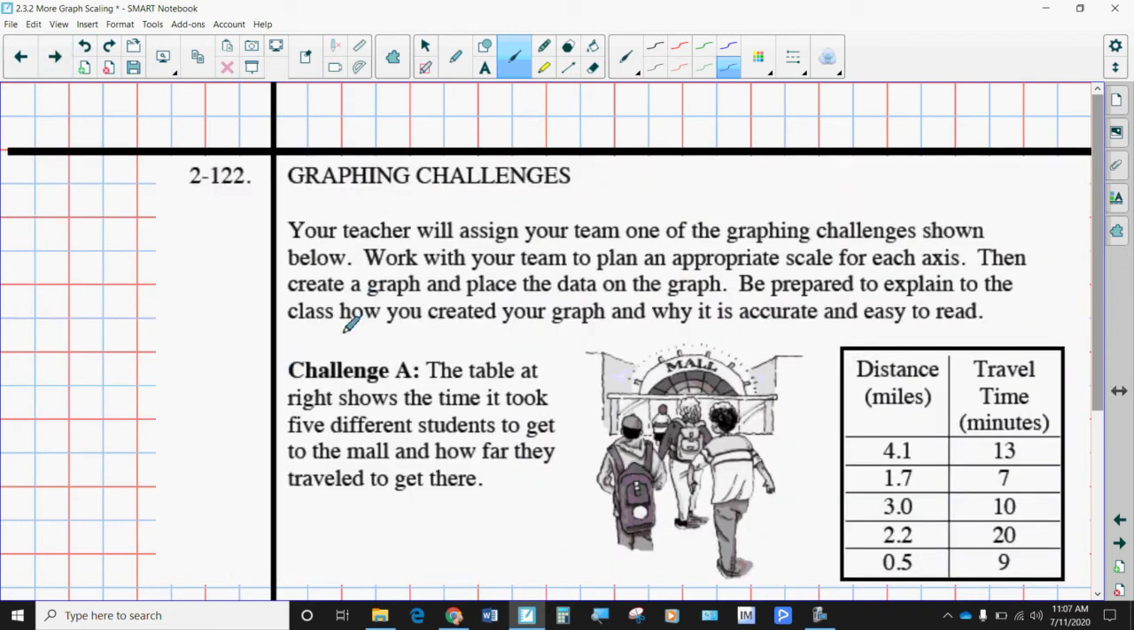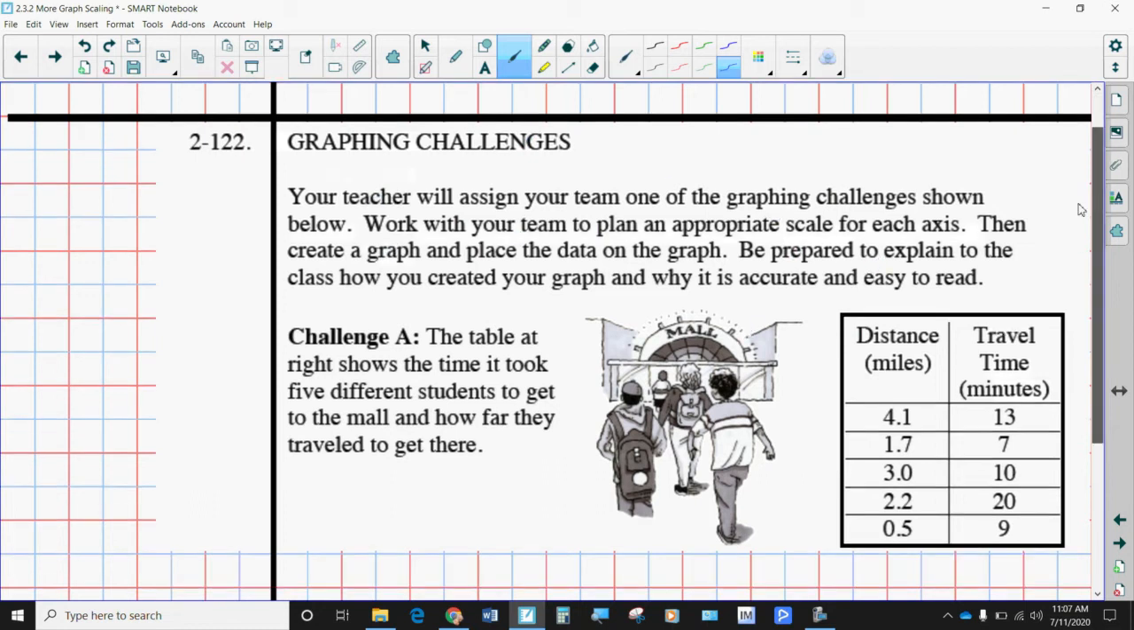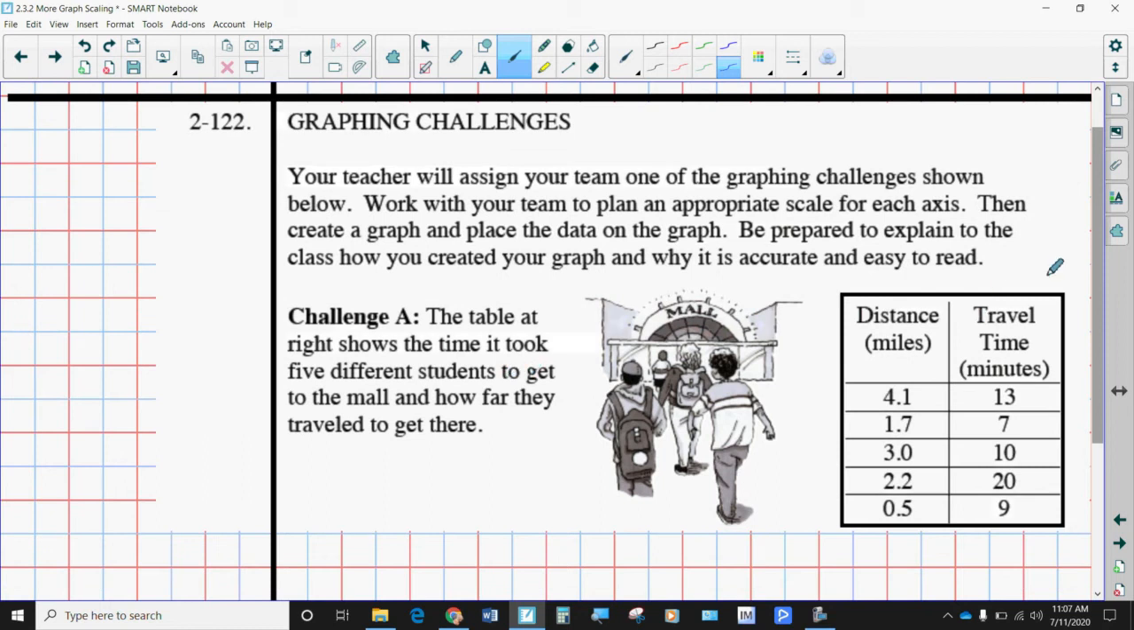All right, so now graphing challenges. Don't even bother reading this. We're going to do both of them together. I'm not assigning different challenges for different students. Let's just do two different situations. So here, a table to the right shows the time it took 5 different students to get to the mall and how far they traveled to get there. The distance in miles is listed here. They're not in any particular order. And the travel time in minutes is listed here.